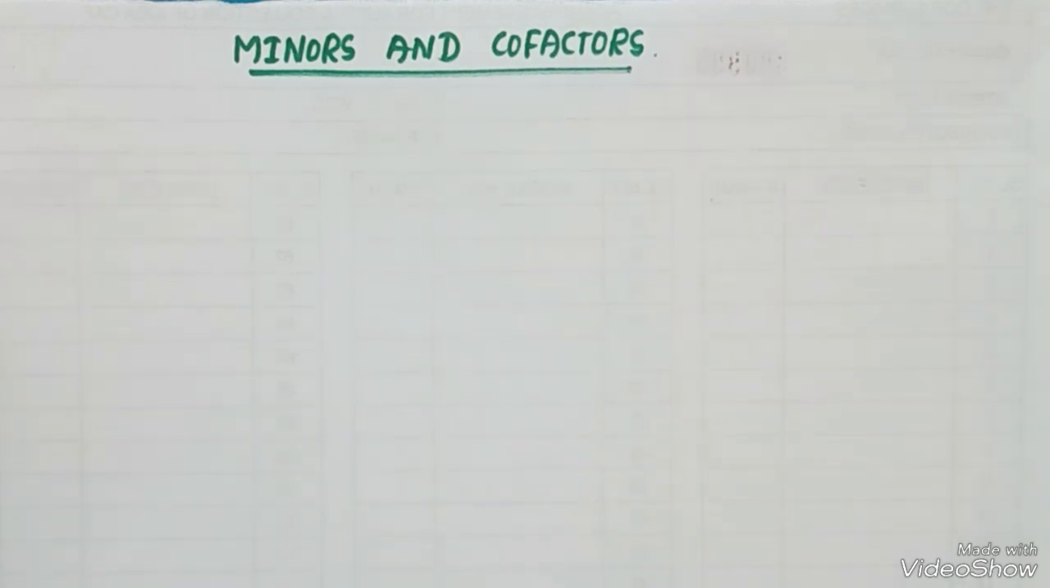Here in this session we discuss the main concept, that is minors and cofactors. From this chapter, one 4-mark question and one 5-mark question will be asked in the annual examination. Minors and cofactors are important concepts, but no questions are asked on minors and cofactors separately. This is the basics which helps to solve the 4-mark and 5-mark questions.